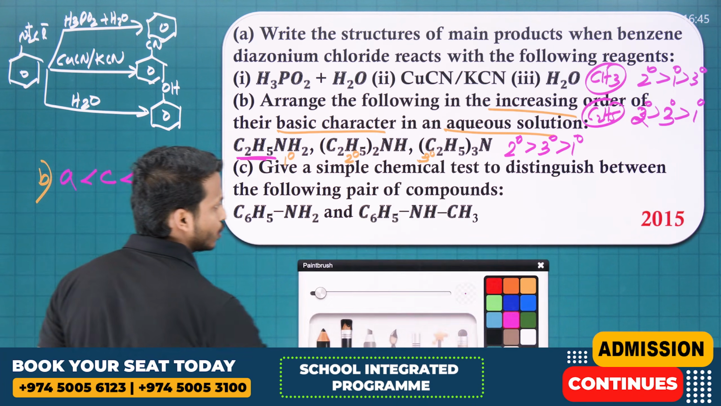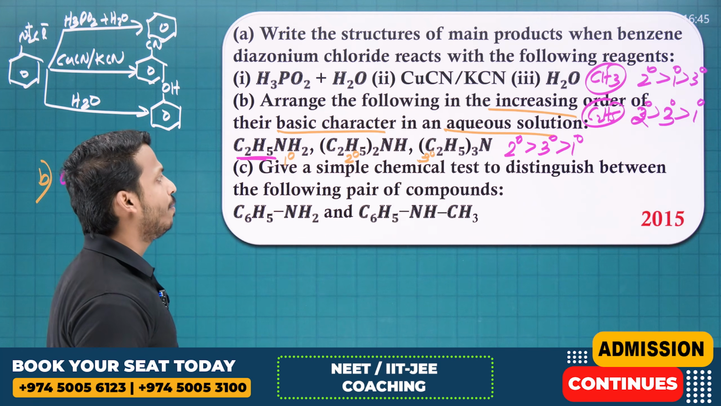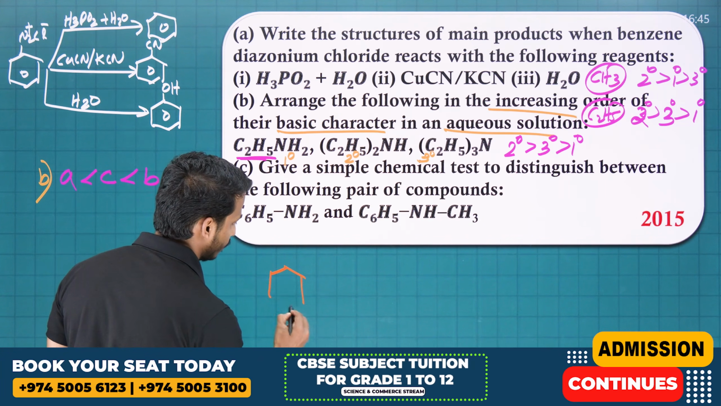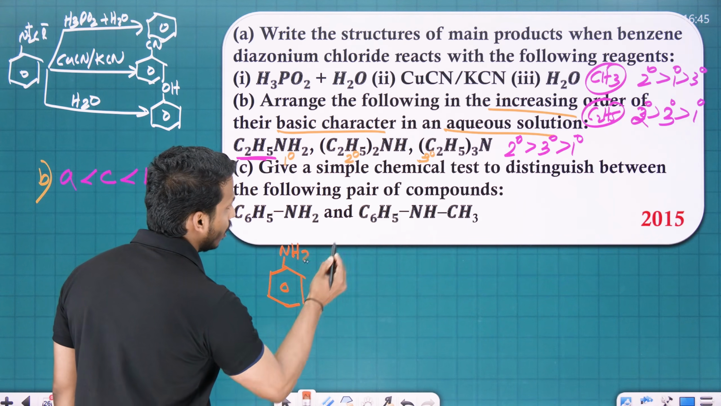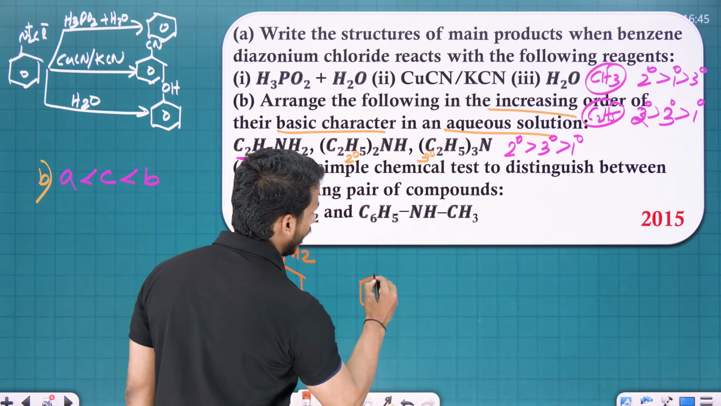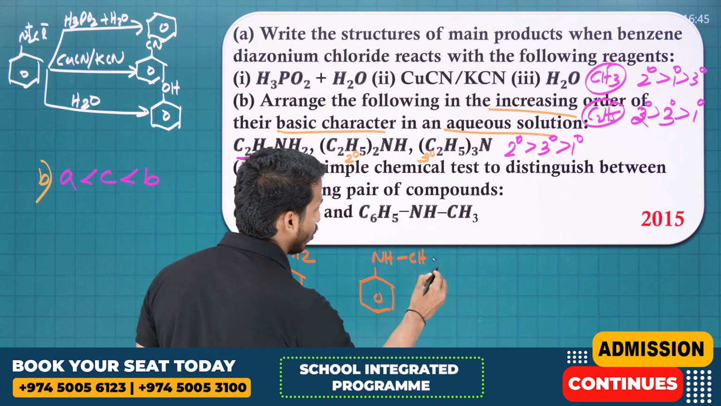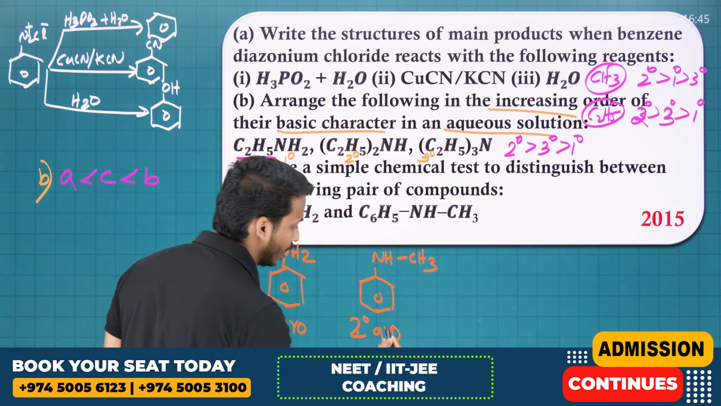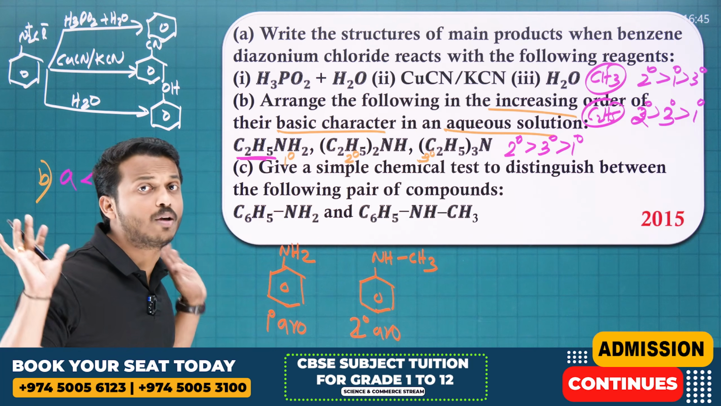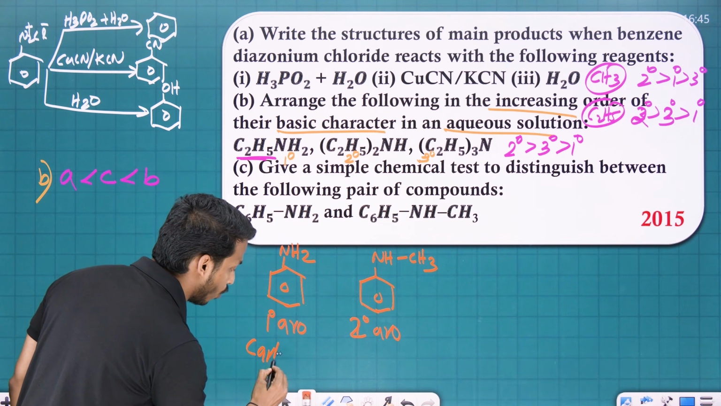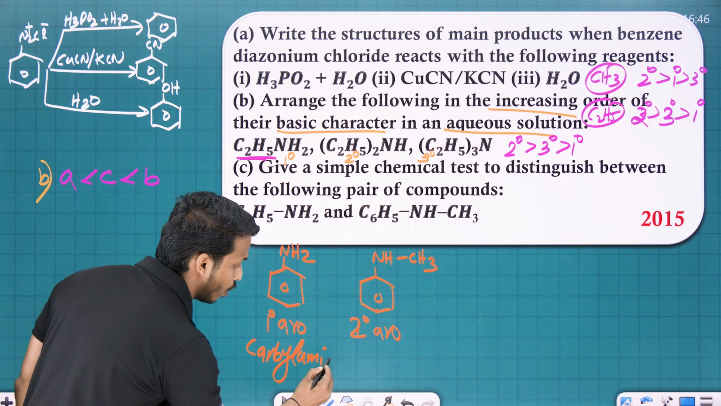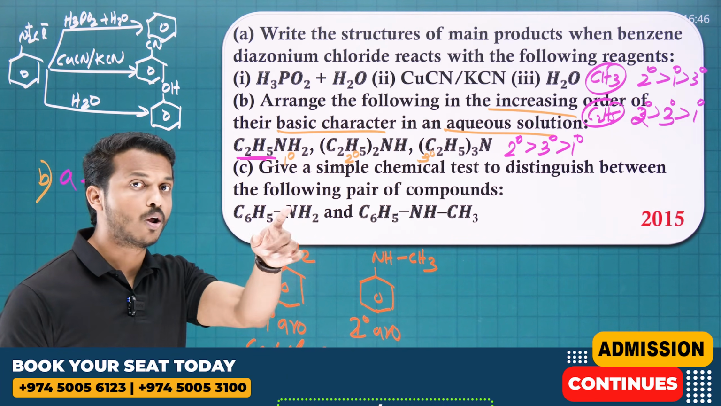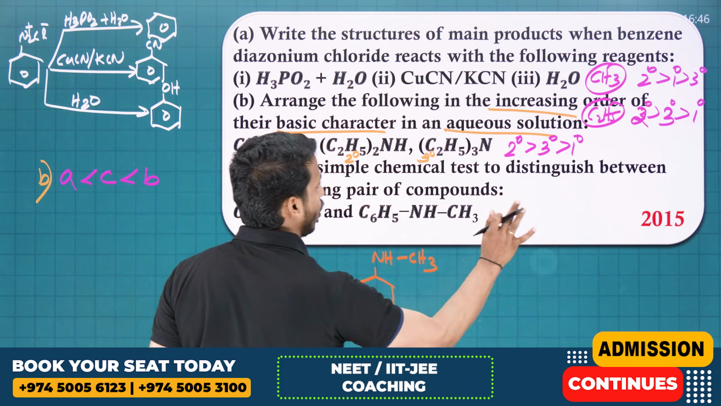Okay. Last question. Give a simple chemical test to distinguish between the following compounds. What is this? This is aniline, right? What is this? C6H5NHCH3. What is this compound, my dear? This is primary aromatic. This is secondary aromatic. Primary is there. It can give carbylamine. So what is the test we can follow? Carbylamine test or isocyanide test. The primary amine will give you the foul smell of isocyanide. Right? That's the product. Finish.